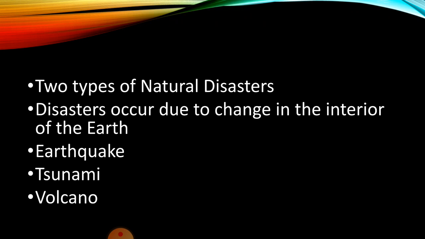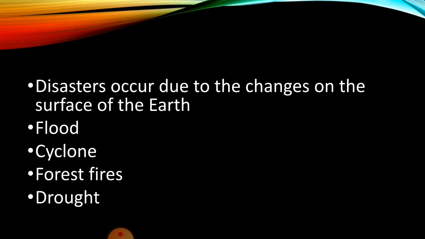And see, there are two types of natural disaster. The disasters that occur due to change in the interior of the earth, that is earthquake, tsunami, volcano, occur in the interior of the earth. Whereas the disasters that occur due to the change on the surface of the earth are like flood, cyclones, forest fire, drought, etc.